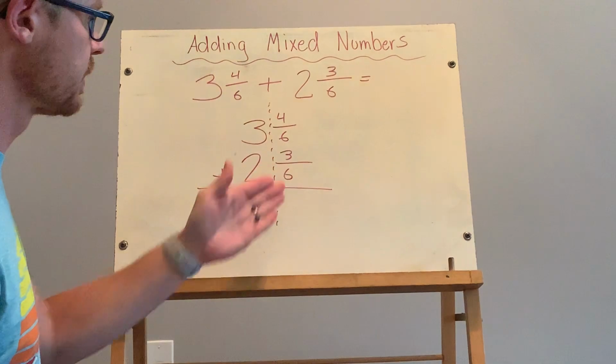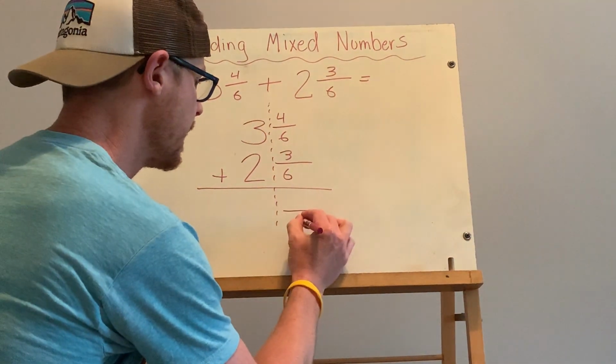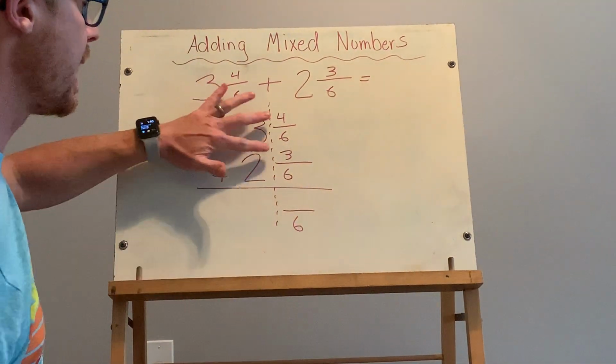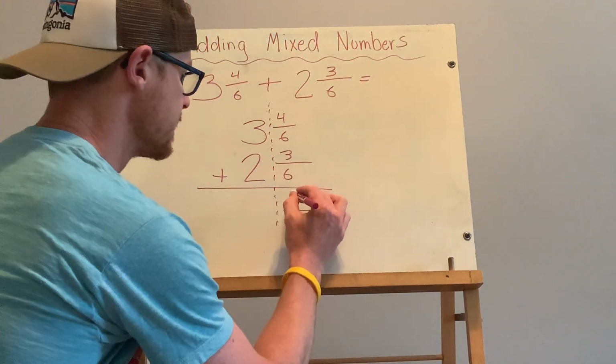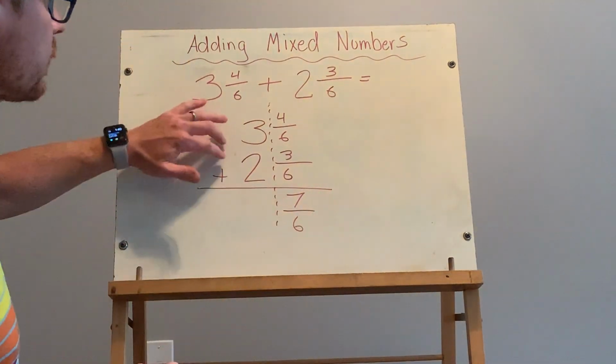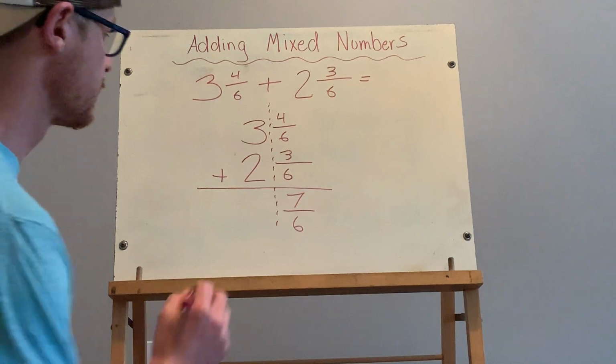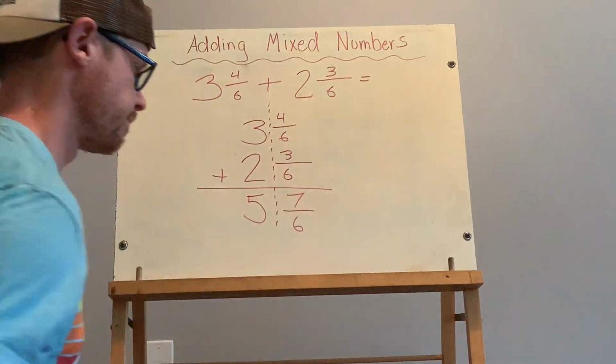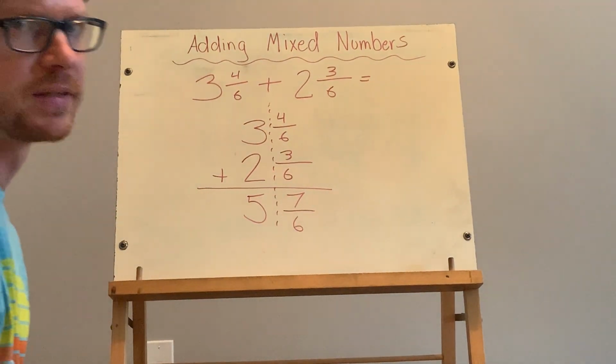Again, looking at that middle column, separating my fraction and my whole number. 4/6 plus 3/6, well that's easy, guys. My denominator is the same, so we just have to add our numerators, and 4 plus 3 is 7. Then we go over to our whole numbers, 3 plus 2 equals 5. So we get the answer of 5 and 7/6.